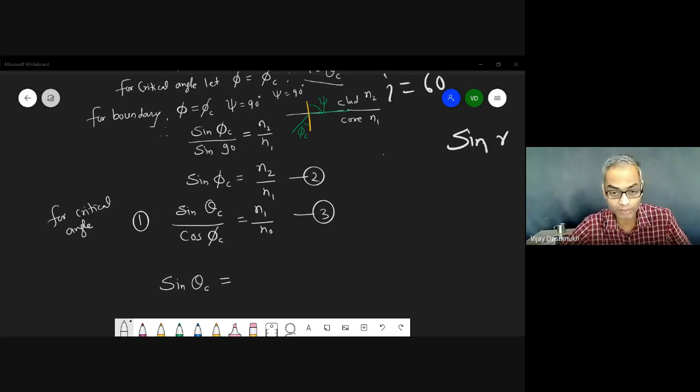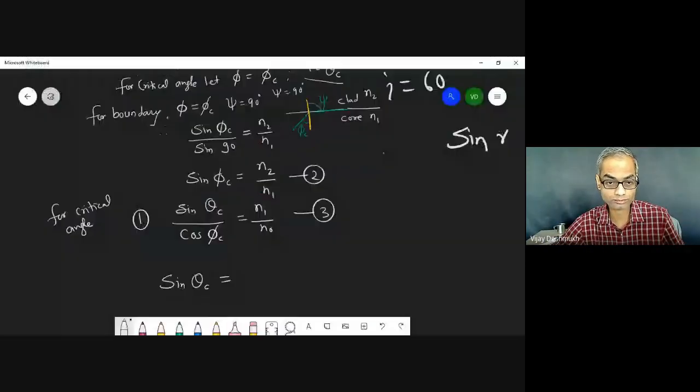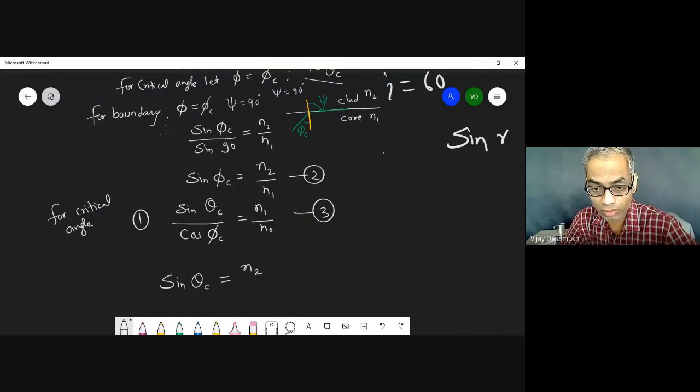So coming back to our equation. So now we know the value of sin phi c is n2 upon n1. We have to find out sin theta c. So sin theta c will be equal to n1 upon n0 into cos phi c.